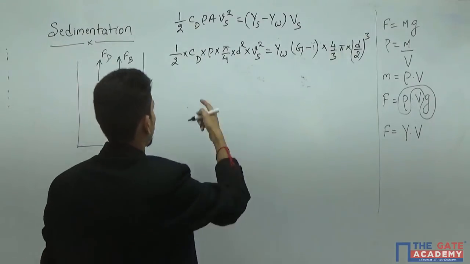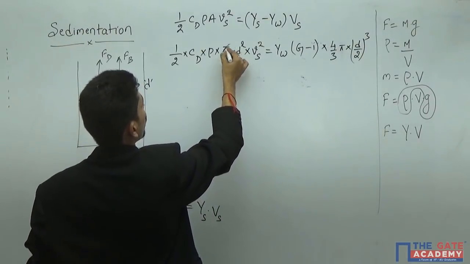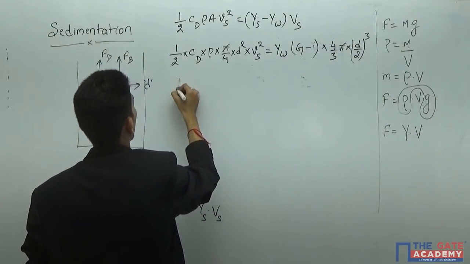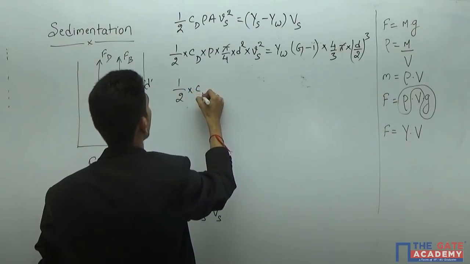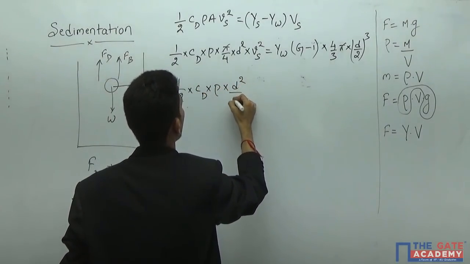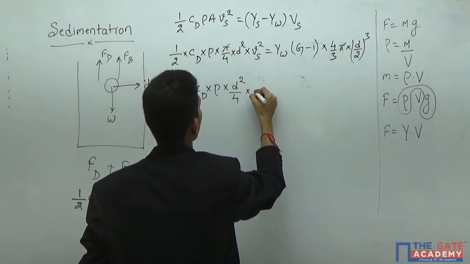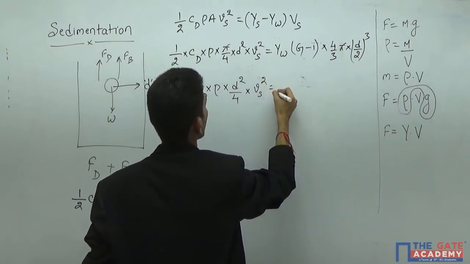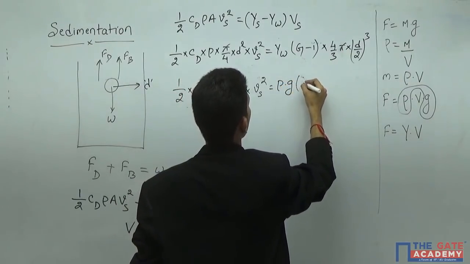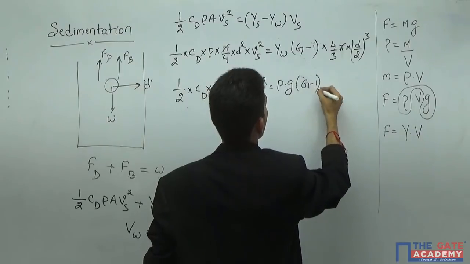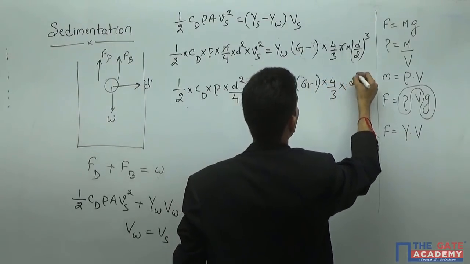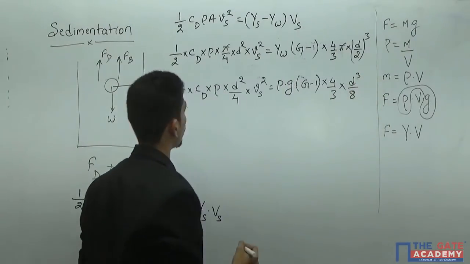Now we can cancel pi from both sides. I can write this as 1 by 2 CD rho into d square divided by 4 into Vs square is equal to rho into g into G minus 1 into 4 by 3 into d cube divided by 8.